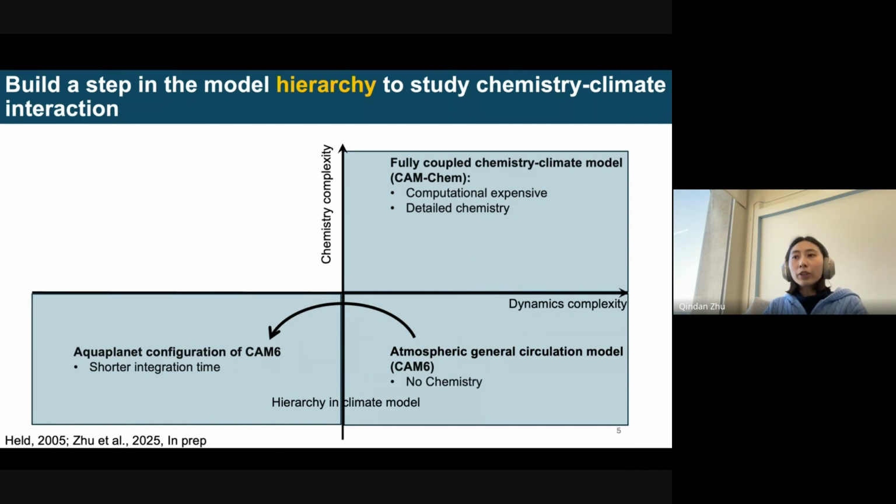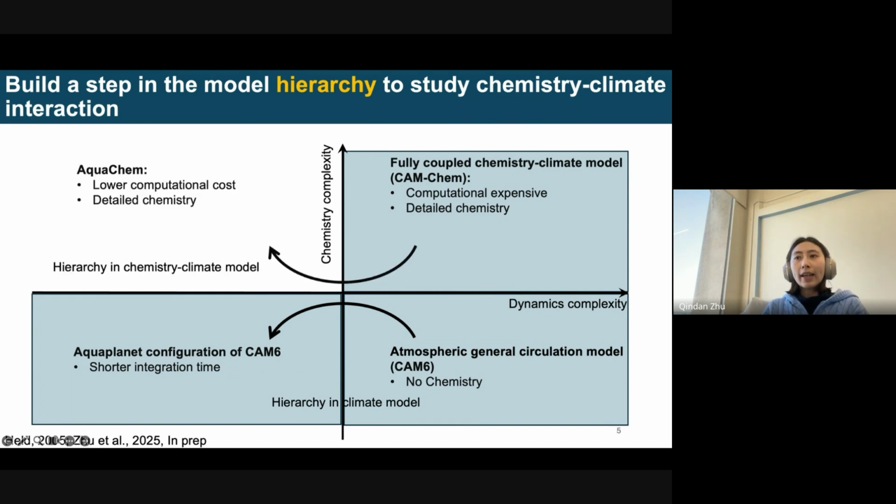So it serves as a crucial level in the model hierarchy that is needed to understand this complex climate system. The idea of building the model hierarchy is widely used in climate models, but not yet applied in the chemistry-climate model framework. Therefore, I created this AquaChem model, and this model will be positioned in the remaining top left quadrant, which will have a much lower computational cost, but retains the full complexity of the chemistry.